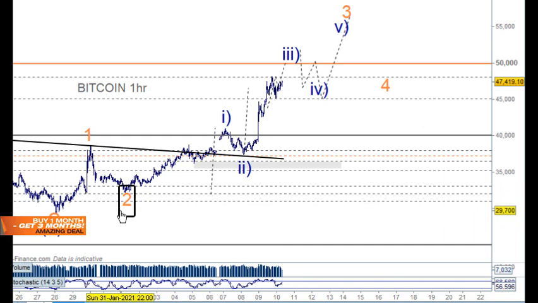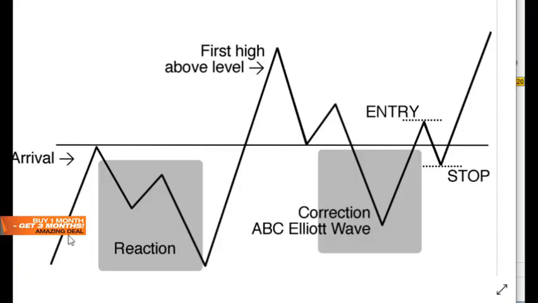But yeah, as far as this goes, 1 and 2 here, and we're looking for 5 waves up here for wave 3. So this really will be the first high above the level. So if we're looking across the 50 here, we're looking for the arrival, which would be blue wave 3, blue wave 4, blue wave 5, and then an ABC for the correction, and then further up at that point. Okay, the classic trading levels pattern.